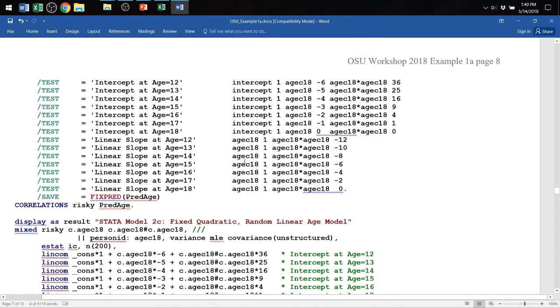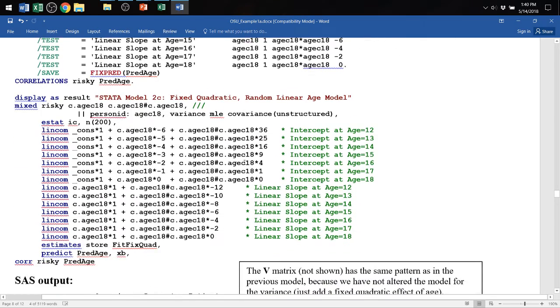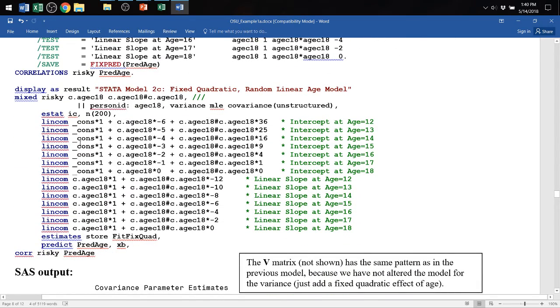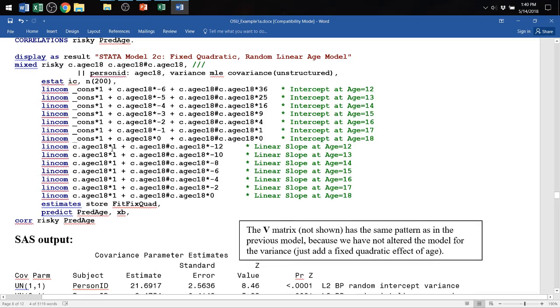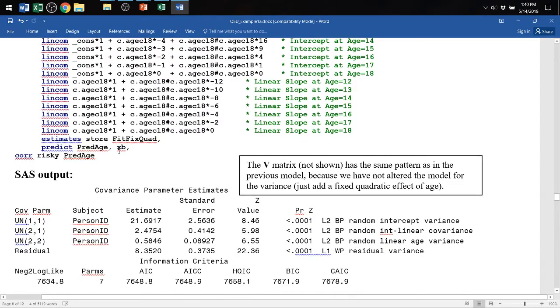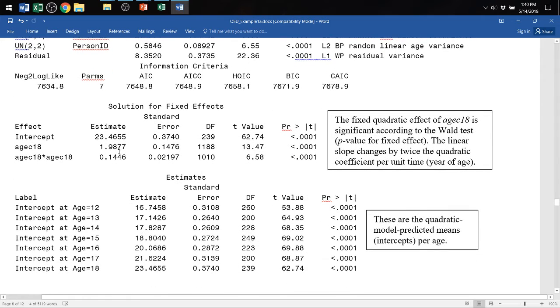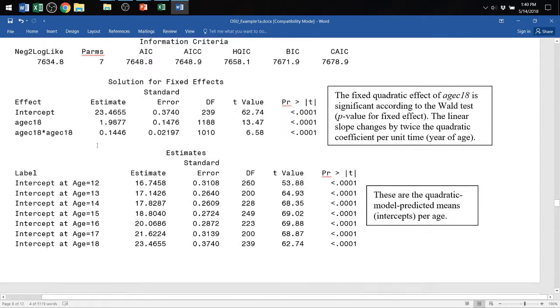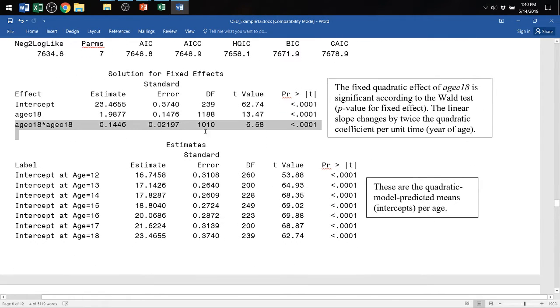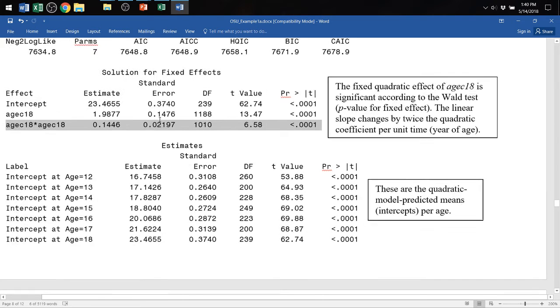And the code in SPSS looks remarkably similar. The code in Stata using lincom, you can also do this in margins, I think, looks fairly similar too. So we added just the fixed quadratic. I'm only interested right now in looking at the solution for fixed effects. So there's my new quadratic.